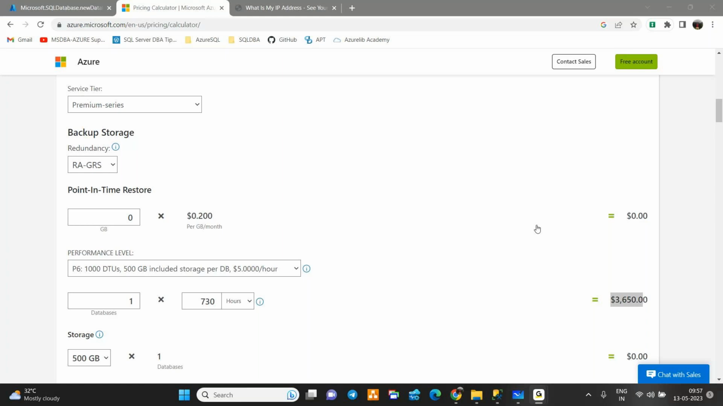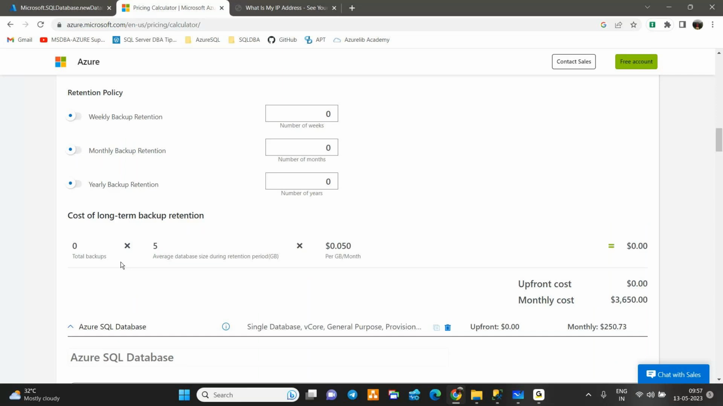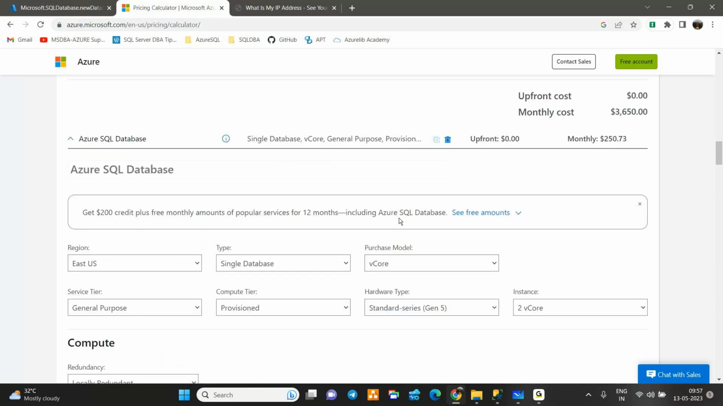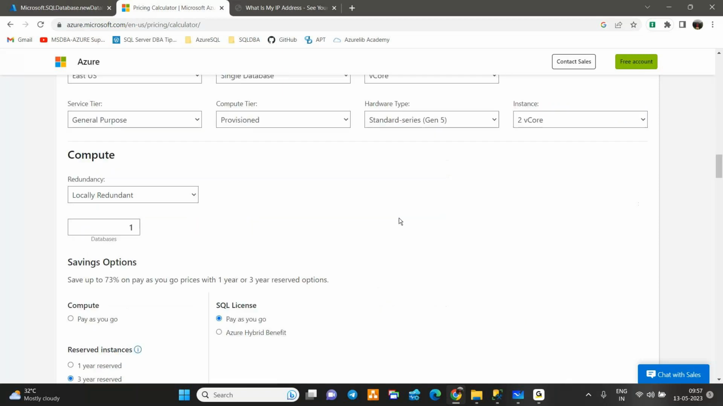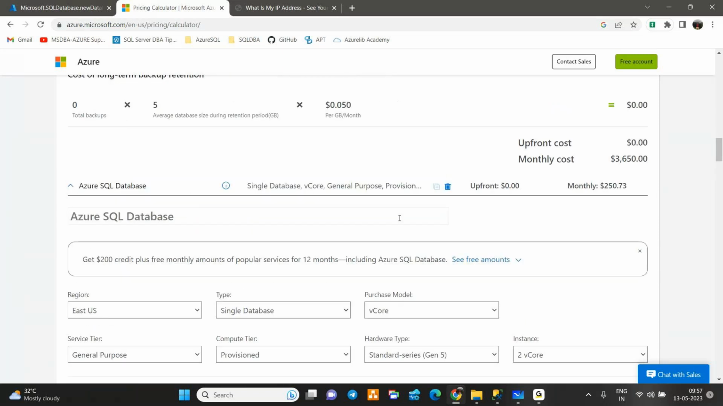If someone is asking, we go to the pricing calculator, choose whatever our requirement is, then Microsoft will suggest how much it is going to charge. Hope you are getting it, everyone. Yeah, let's find that article. So this is my database now.